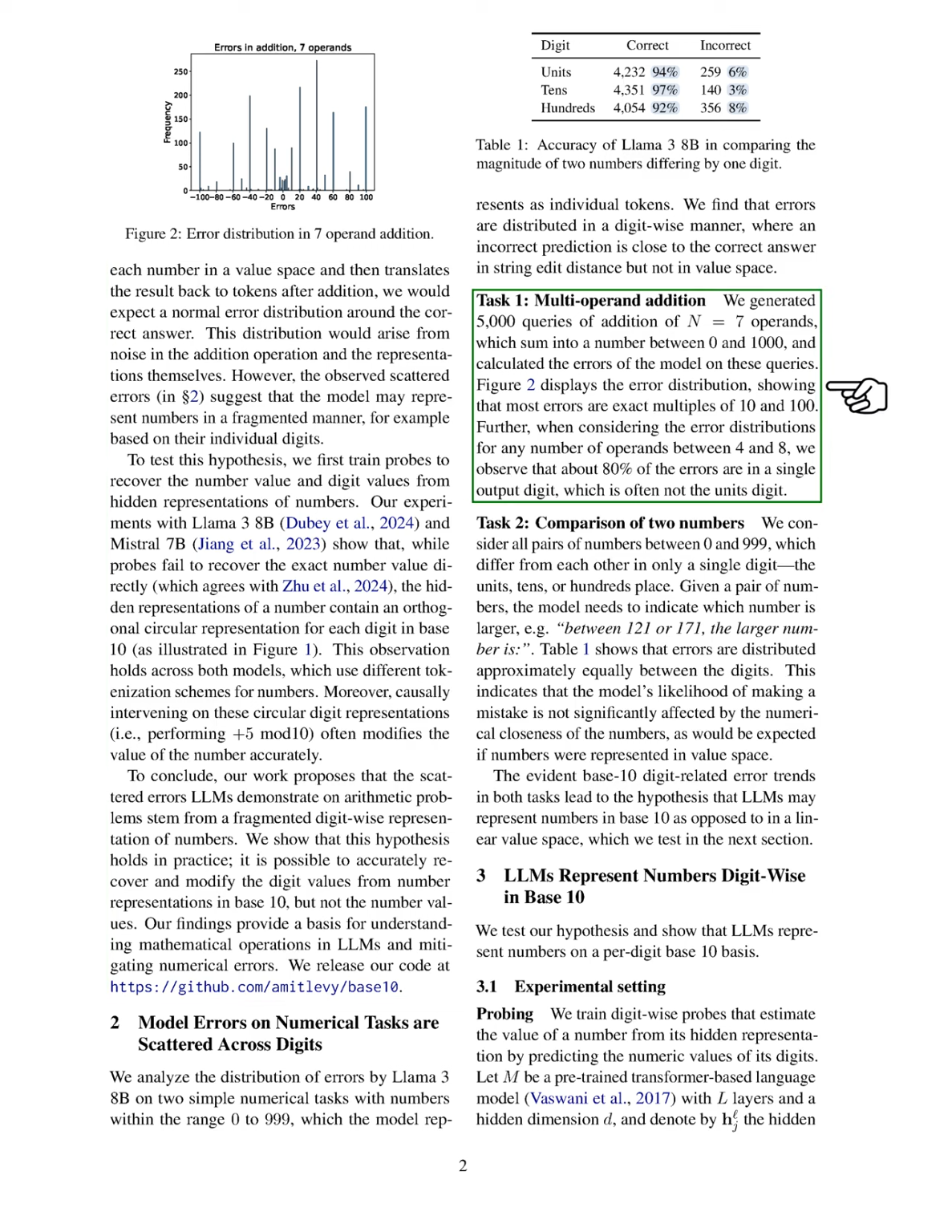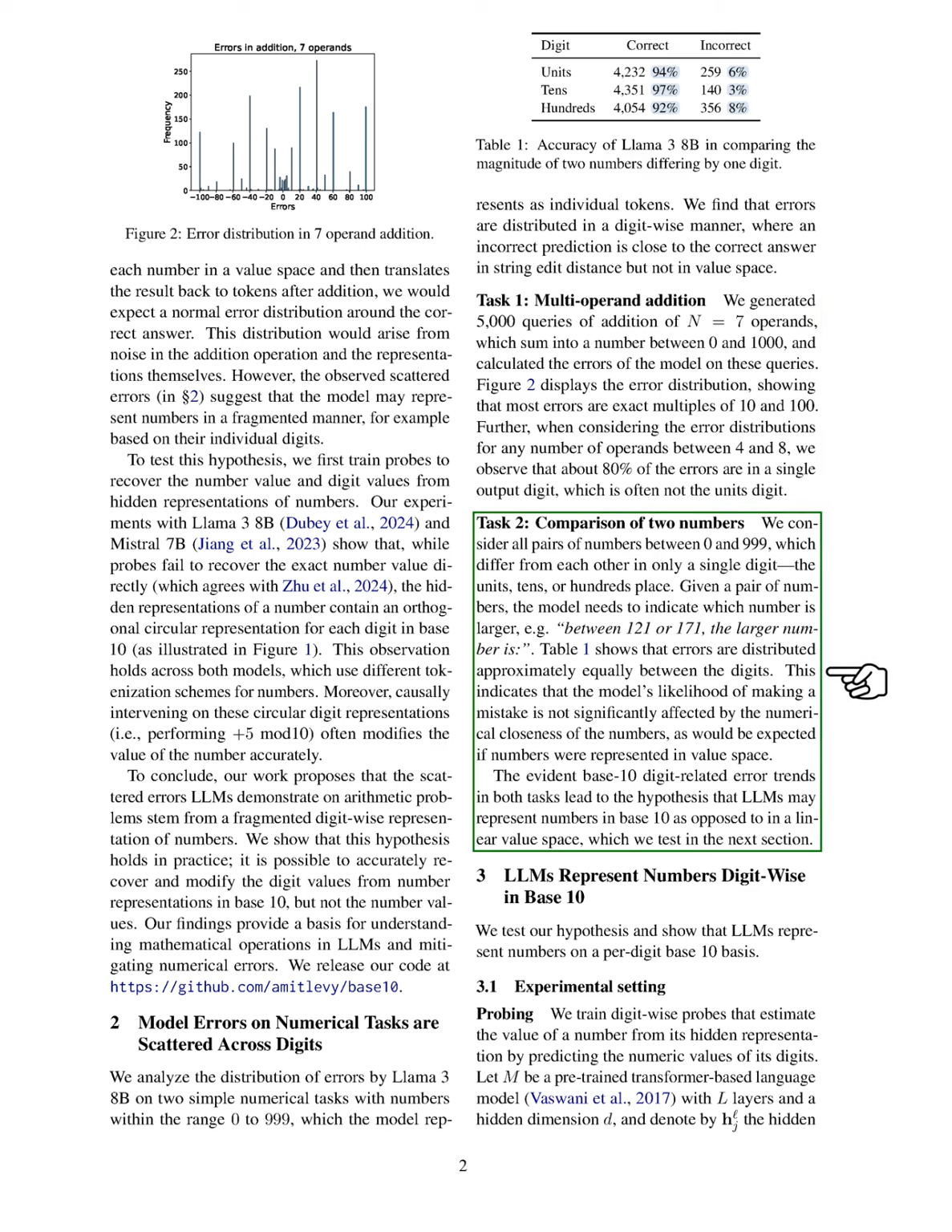In our first task, we generated 5,000 addition queries with 7 operands, resulting in sums between 0 and 1,000. The error distribution shows that most errors are multiples of 10 or 100, and about 80% of errors occur in a single output digit, which is often not the units digit.